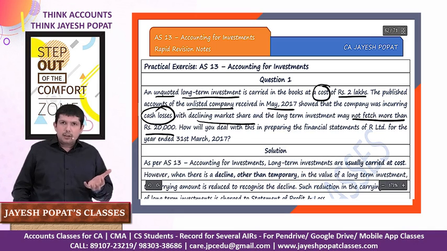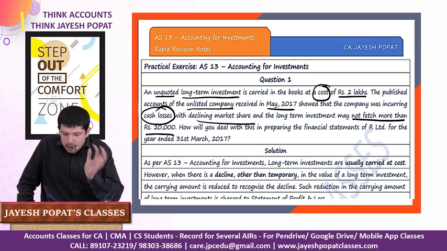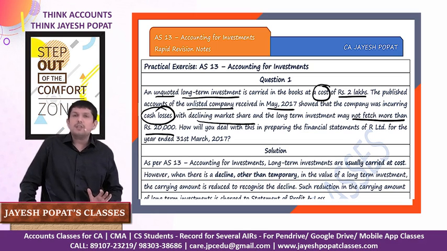So our normal rule is that long-term investment should be carried at cost. But if there is other than temporary decline in the value of the investment, we will have to provide for that loss. So here the company is incurring cash losses, right?